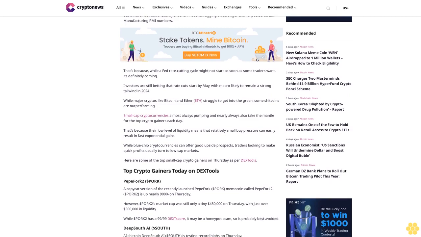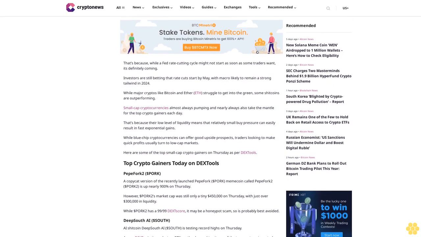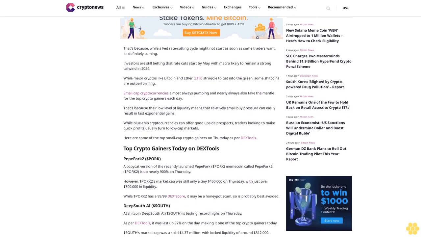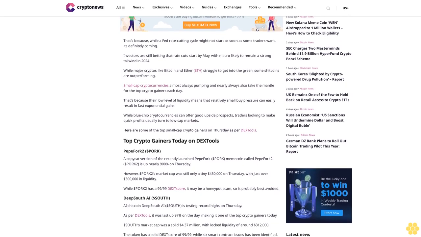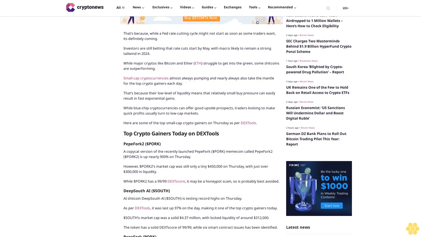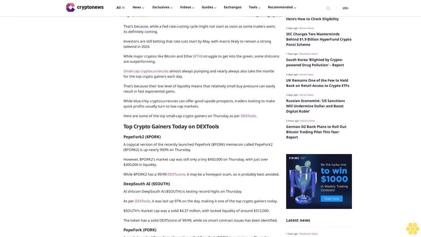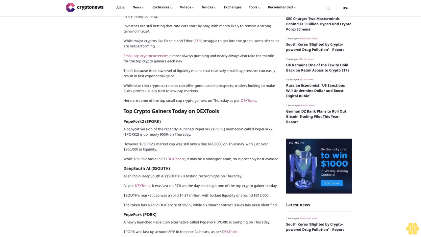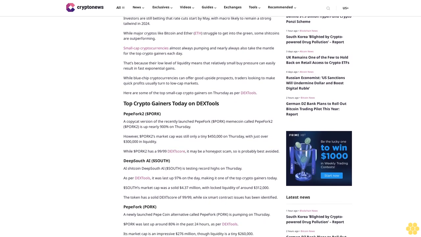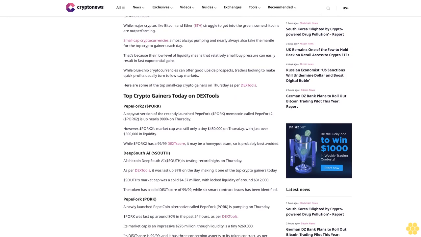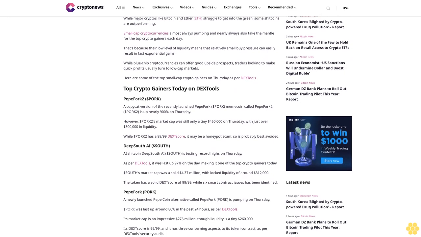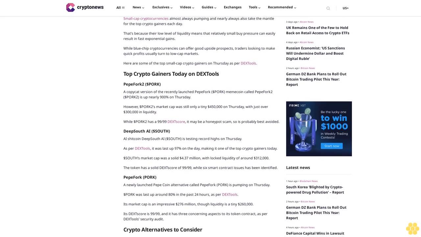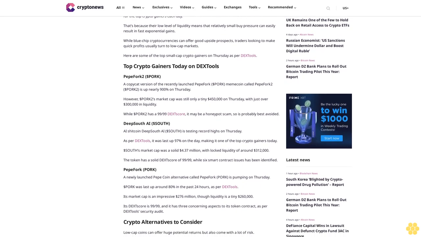While major cryptos like Bitcoin and Ether ETH struggle to get into the green, some shitcoins are outperforming. Small cap cryptocurrencies are almost always pumping and nearly always take the mantle for the top crypto gainers each day. That's because their low level of liquidity means that relatively small buy pressure can easily result in fast exponential gains. While blue chip cryptocurrencies can offer good upside prospects, traders looking to make quick profits usually turn to low cap markets. Here are some of the top small cap crypto gainers on Thursday as per DEXTools.